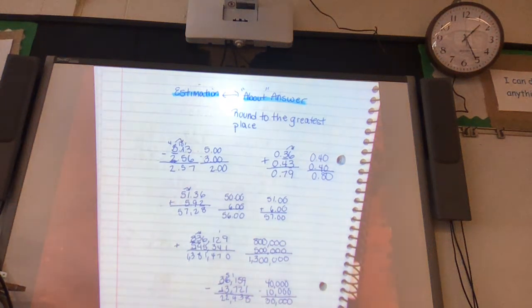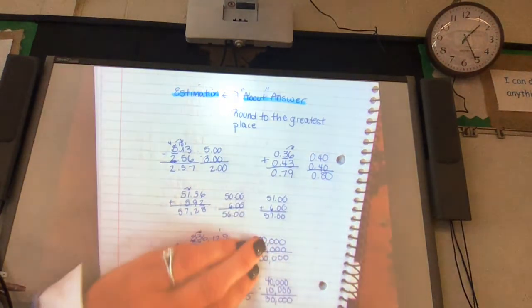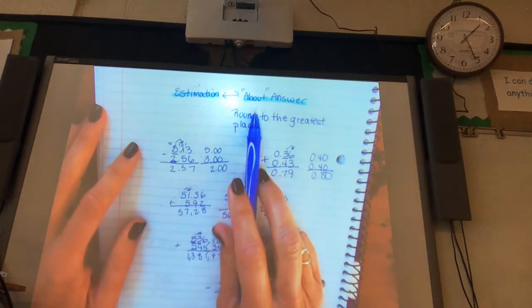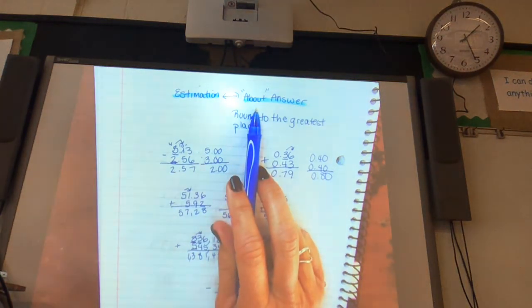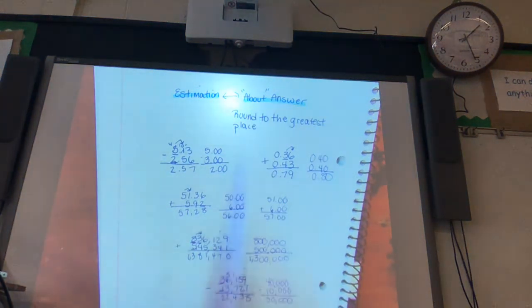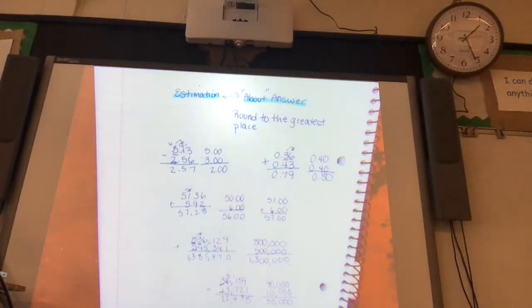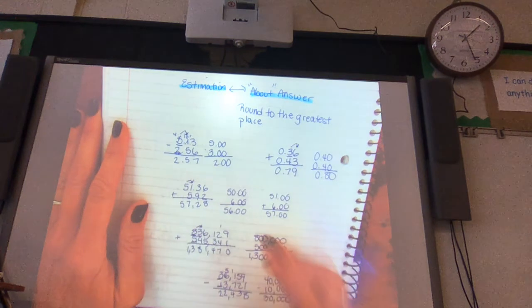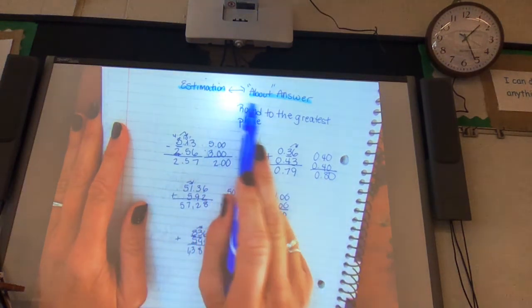Hey guys. So today we talked about estimation, and that estimation is an about answer. It's not an exact answer. It's not intended to be an exact answer. It's just to get you close very quickly. That's what estimation is all about.